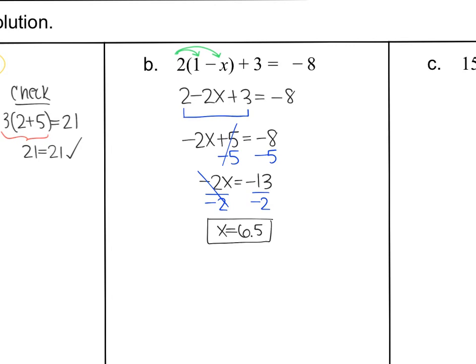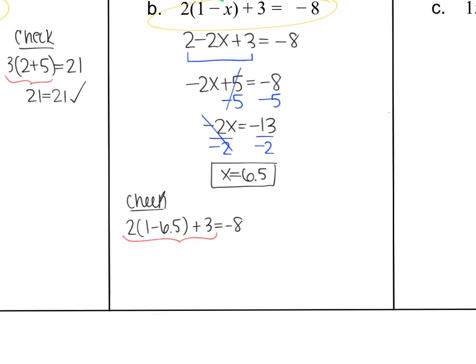And you bet we're going to check it back up to the original. And again, if you'd like, you can use your calculator for the check. 2 times 1 minus 6.5 plus 3 equals negative 8. If you're going to use your calculator, when you type this left side, just the left side in, make sure you use parentheses. You'll end up getting negative 8 on your calculator. It equals negative 8, so it checks out.